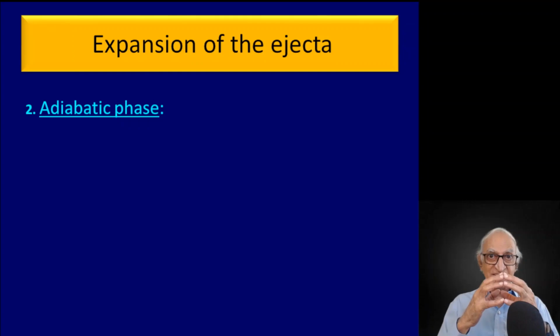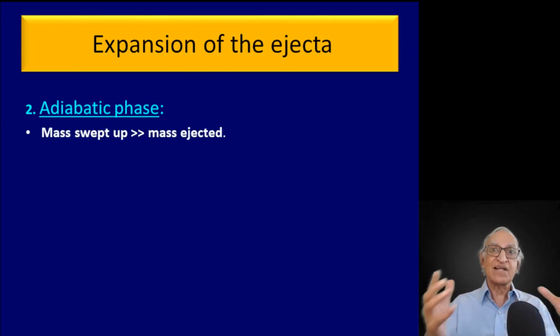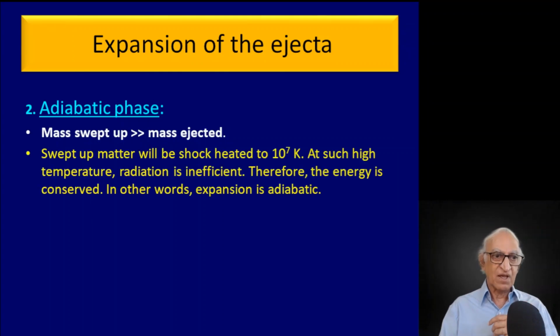Now, as this ejecta with an enormous amount of swept up mass, which is far greater than the mass in the ejecta, expands, what is conserved is the entropy. So it is an adiabatic expansion. Now the swept up matter will be shock heated. You remember there's a shock from the blast wave because the velocity of the blast wave far exceeds the speed of sound in the interstellar medium. The shock wave heats the interstellar gas to a temperature of 10 million or more degrees.